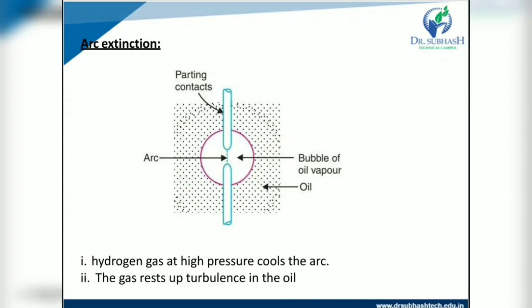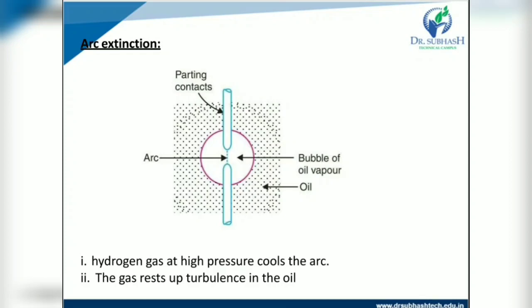The oil has a high dielectric strength and provides insulation between the contacts after the arc has been extinguished. The oil used in the circuit breaker provides a small clearance between the conductor and the earth components. Hydrogen gas is formed in the tank, which has a high diffusion rate and good cooling properties. So these are the advantages of oil as an arc quenching medium.